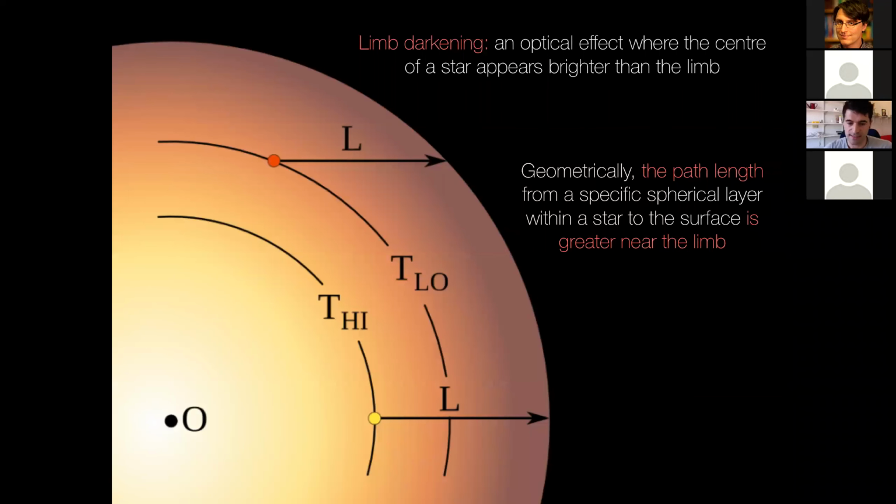Very briefly, I'm sure everyone here knows this, but just in case, a recap of limb darkening. It's merely an optical effect where the center of the star is brighter than the limb. Geometrically, the path length from a certain layer, which has a temperature, within the star is greater near the limb, which is illustrated in this figure.